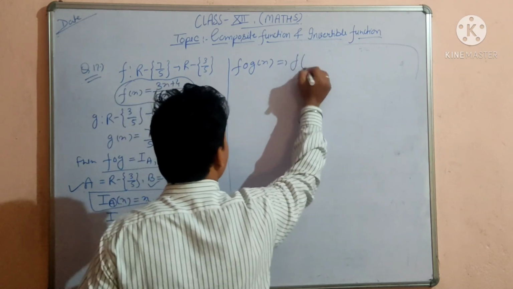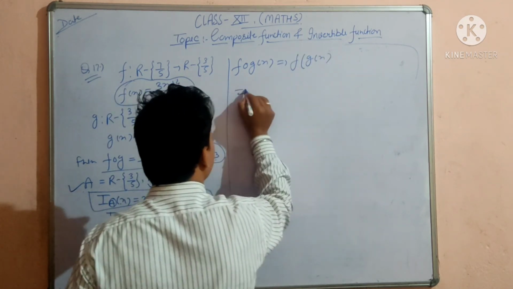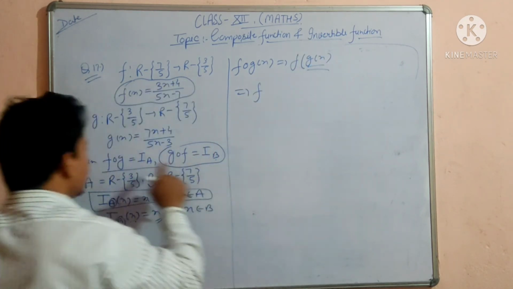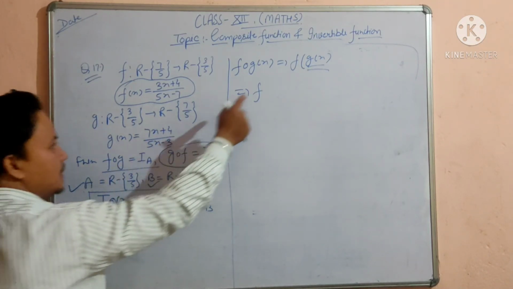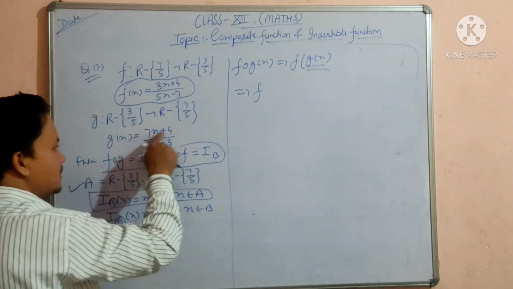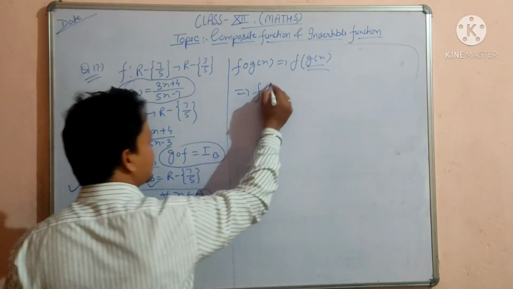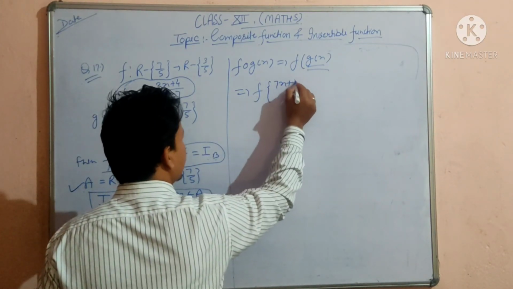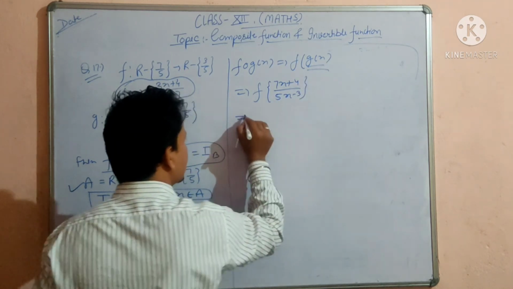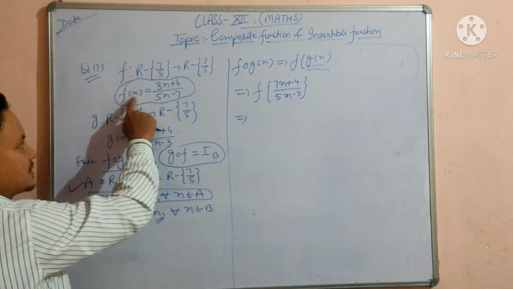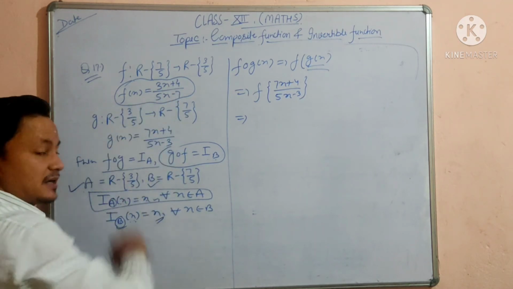So this will be f of g of x. Okay, so see what is g(x)? g(x) is given as (7x + 4)/(5x − 3). So replace the value of g(x) here, (7x + 4)/(5x − 3). Okay, now see what is the value of f(x)? f(x) is (3x + 4)/(5x − 7).